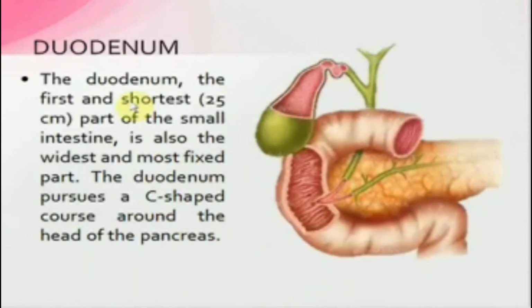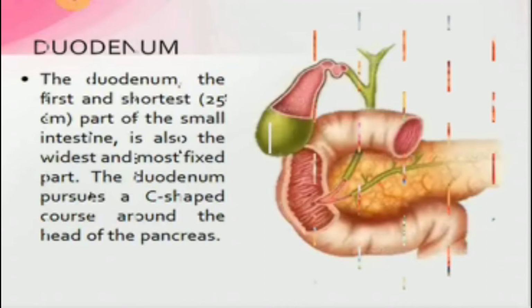The duodenum, the first and shortest part of the small intestine, is also the widest and most fixed part. The duodenum pursues a C-shaped course around the head of the pancreas. It begins at the pylorus on the right side and ends at the duodenojejunal flexure on the left side. This junction occurs approximately at the level of the second lumbar vertebra, 2-3 centimeters to the left of the midline.